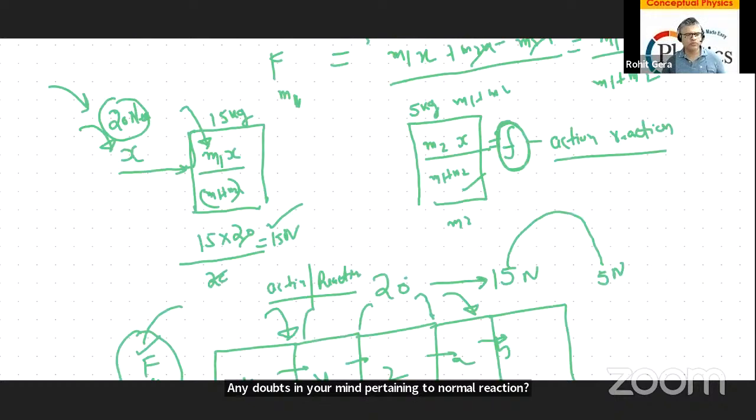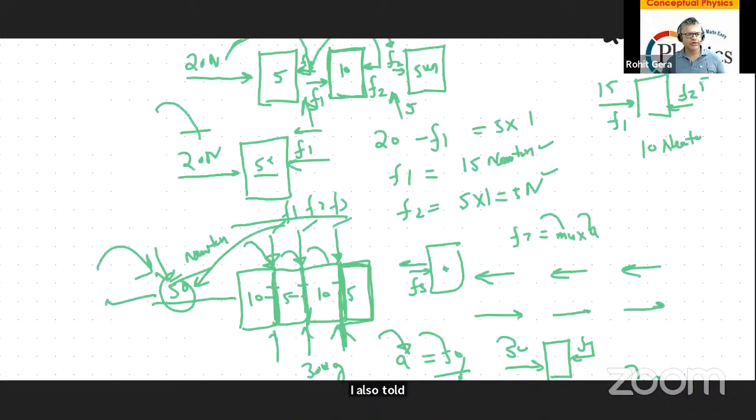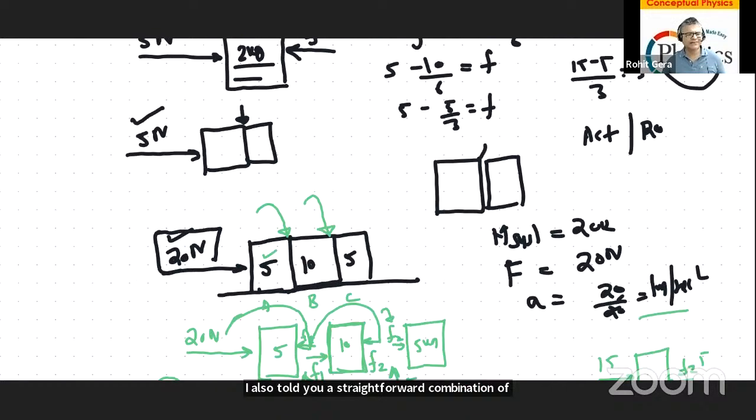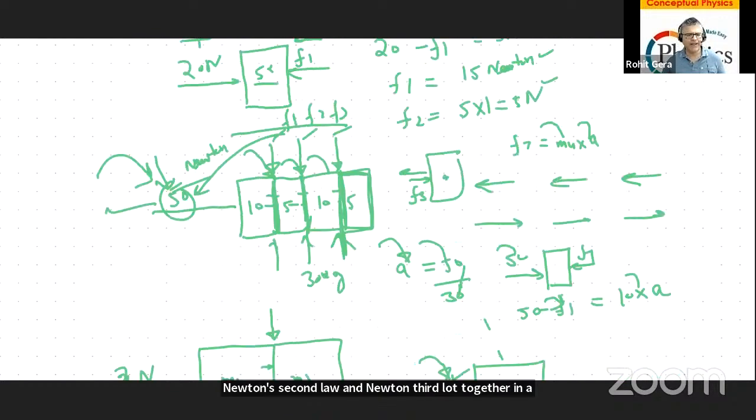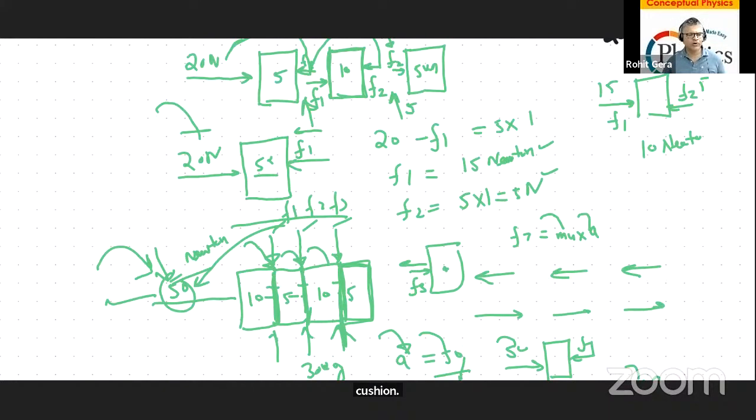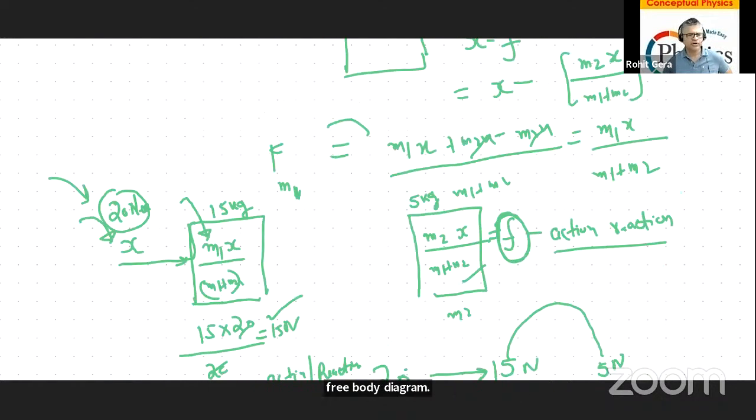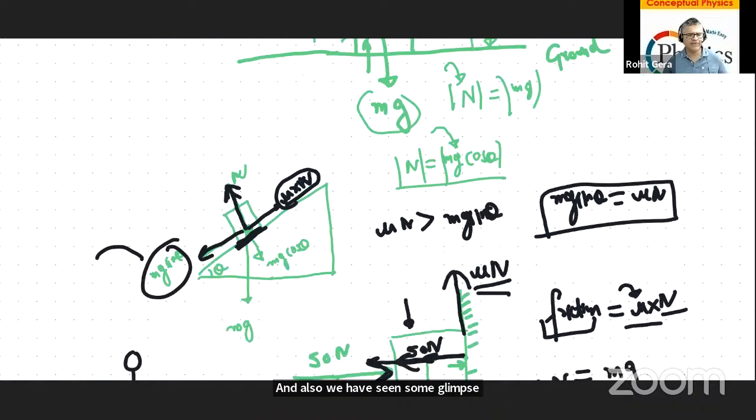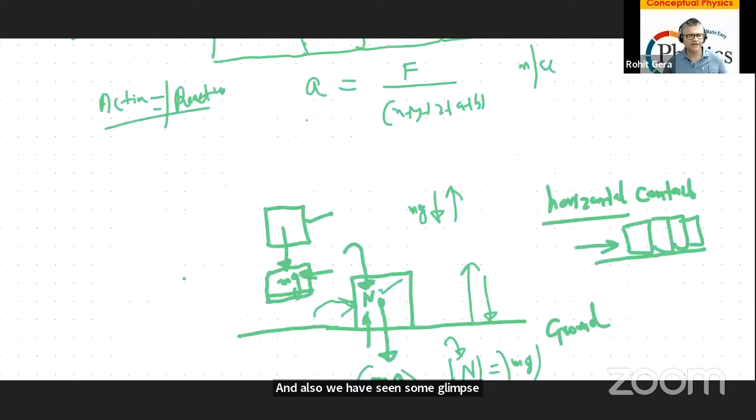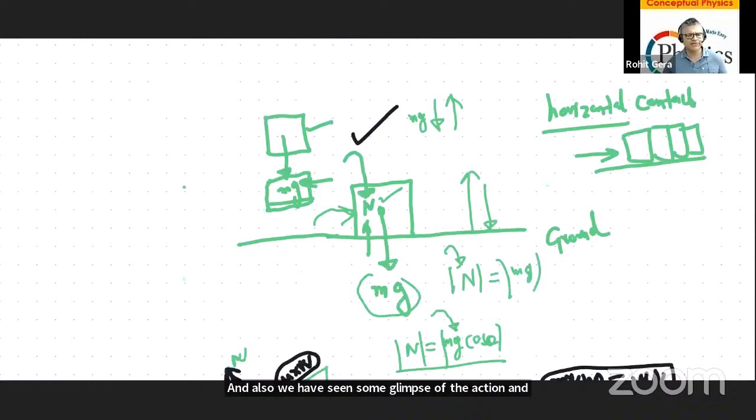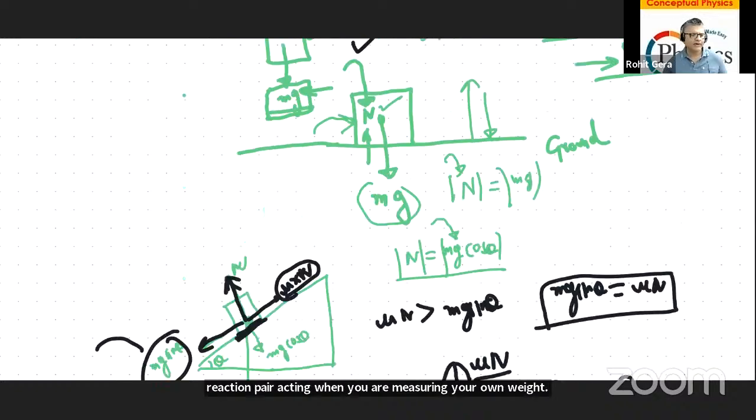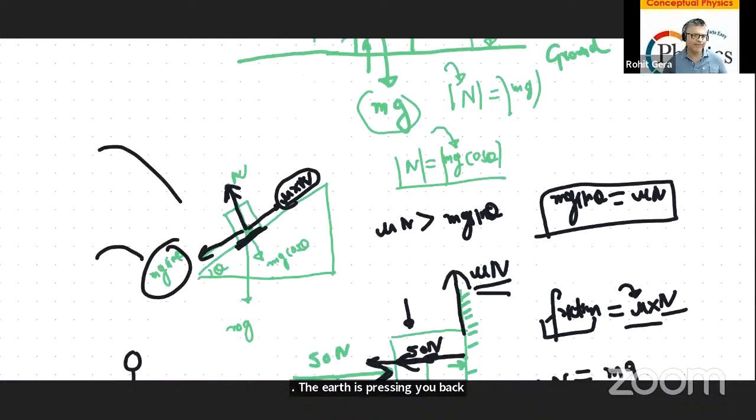I also told you a straightforward combination of Newton's second law and Newton's third law together in a question. We were applying external forces, calculating net acceleration, then looking at individual masses, applying Newton's second law to calculate individually using a free body diagram. And also we have seen some glimpse of the action and reaction pair acting when you are measuring your own weight. When you are measuring your own weight, one and the same thing. The earth is pressing you back. In an inclined plane, the inclined plane presses you back.